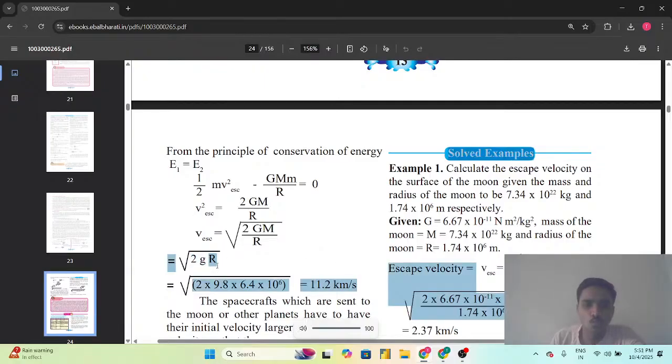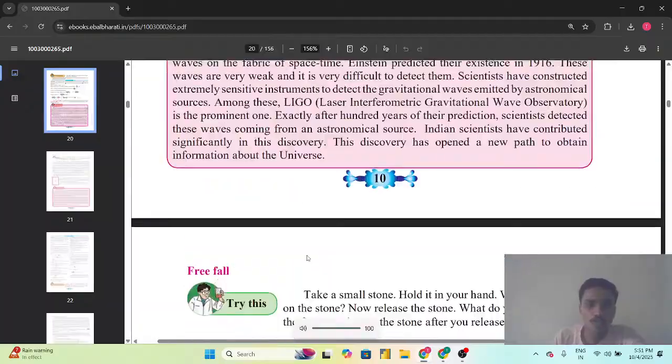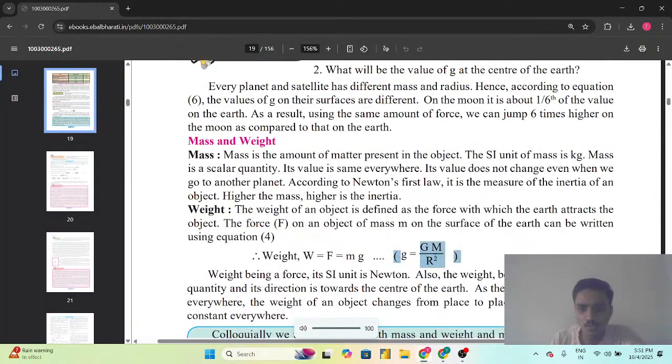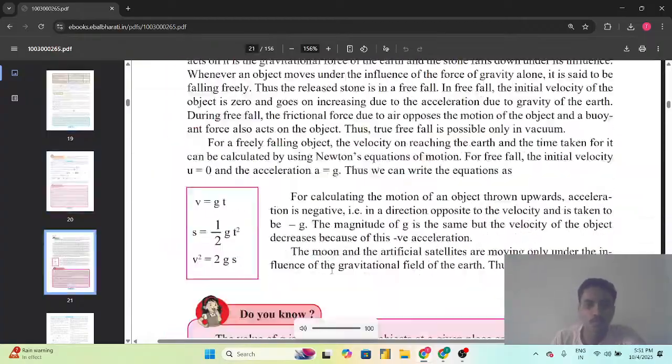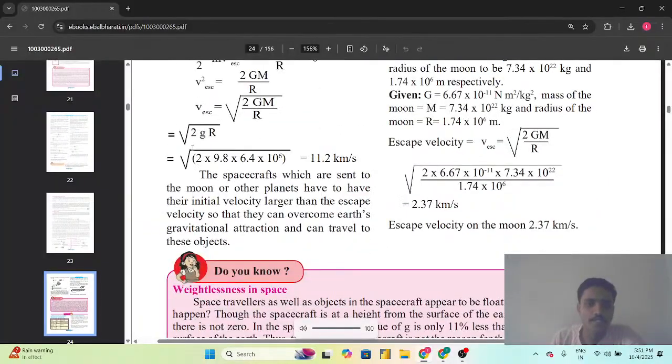So how has this 2gR come? As we have seen above, for the acceleration due to gravity, we derived the formula g is equal to GM upon r square. After putting the value of g is equal to GM upon r square, we get the value as under root of 2gR. After putting the values, 2 multiplied by g as 9.8, and the radius of the earth, that is 6.4 into 10 raised to 6, and taking the under root, we get that the escape velocity will be 11.2 kilometer per second.